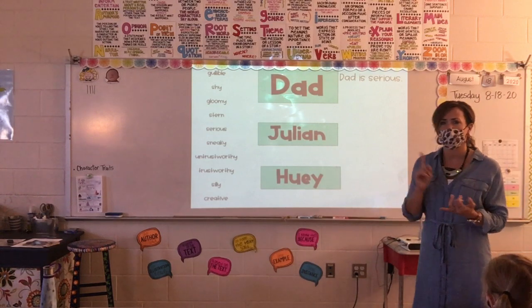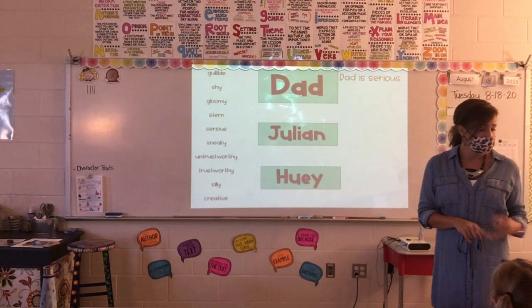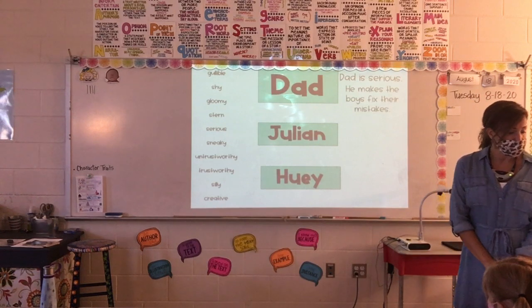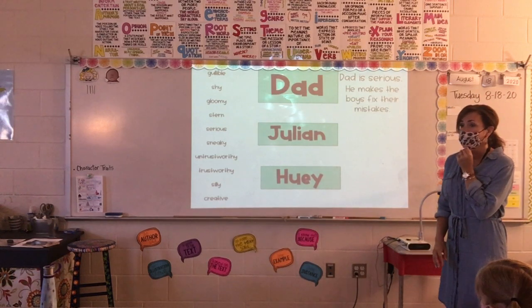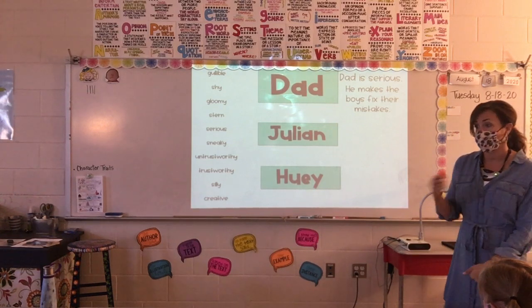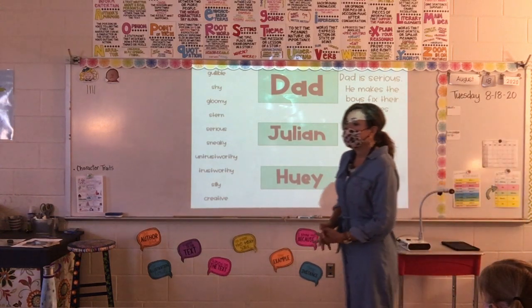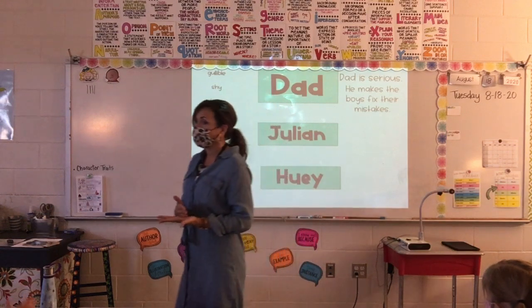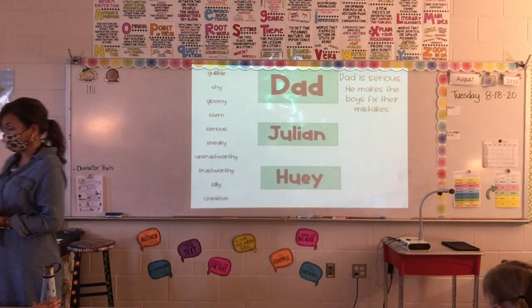I've got to think about what he does and says in the book. Well, in the book, he makes the boys fix their mistakes. When they eat all the pudding, he makes them go in there and make another batch of pudding for Mom. That lets me know that he is very serious about them doing what they're supposed to be doing.